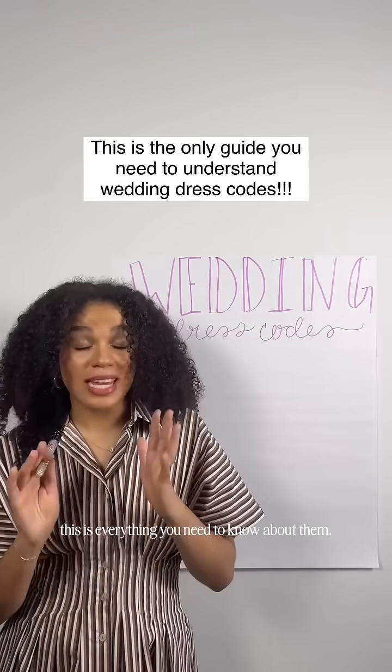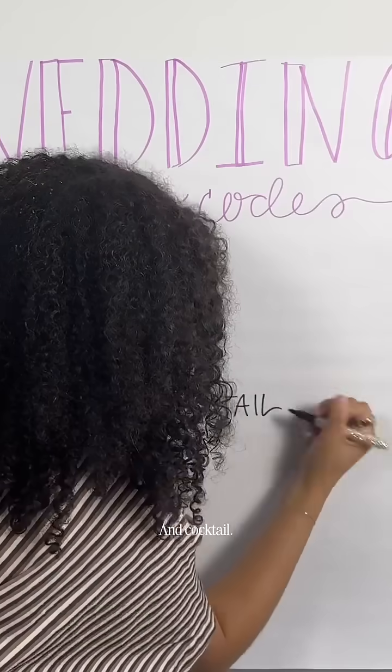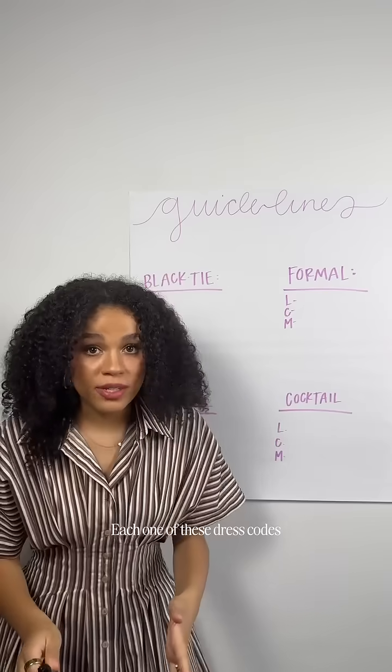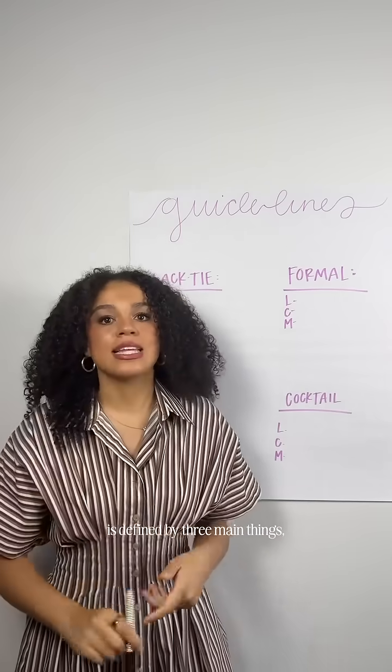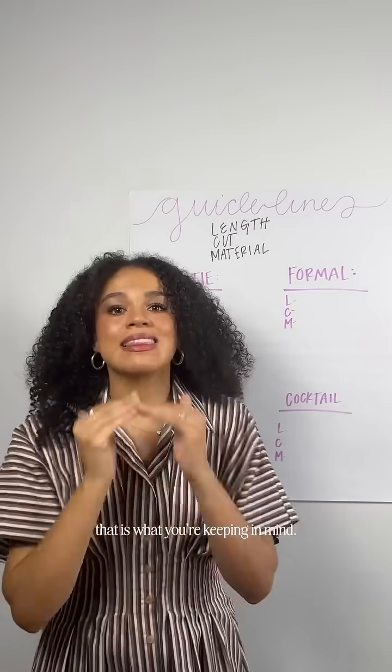These are the main wedding dress codes, and this is everything you need to know about them. We have black tie, formal, semi-formal, cocktail. Technically there is casual, but weddings are not casual things, so we're done with that. Each one of these dress codes is defined by three main things: our length, our cut, and material. So when you are going shopping, that is what you are keeping in mind.